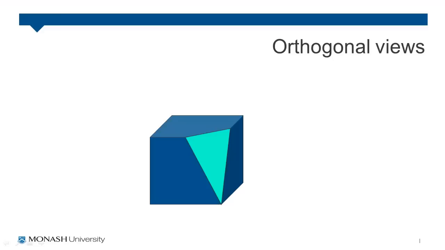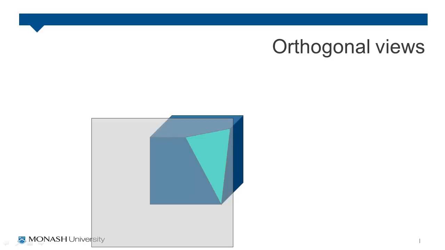So how do we produce an orthogonal view? Orthogonal means at right angles to. So what we have to do is look at right angles to each face of our object. To do that, we can set up windows that we look through. So we set up the window and look through the window so that we are looking at the surface square on. So we then project onto the window the shape that we see.